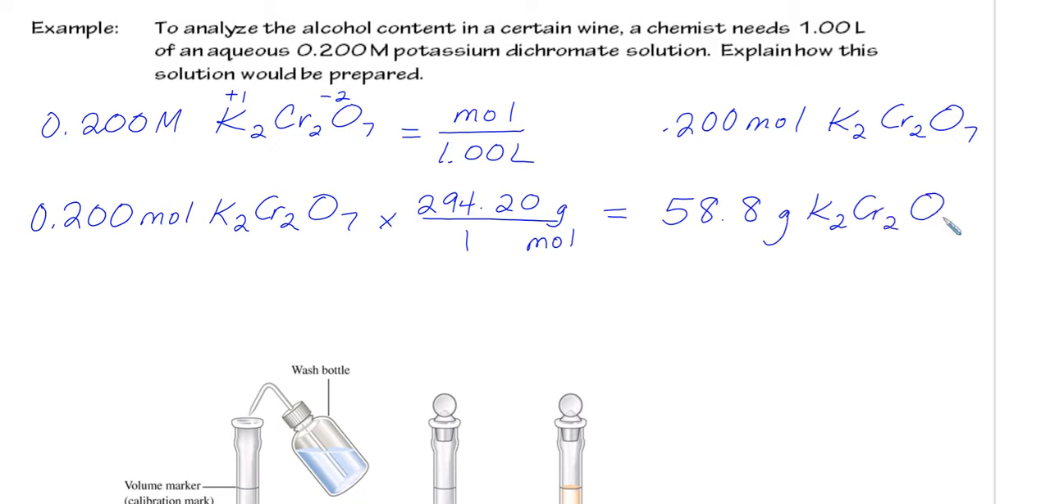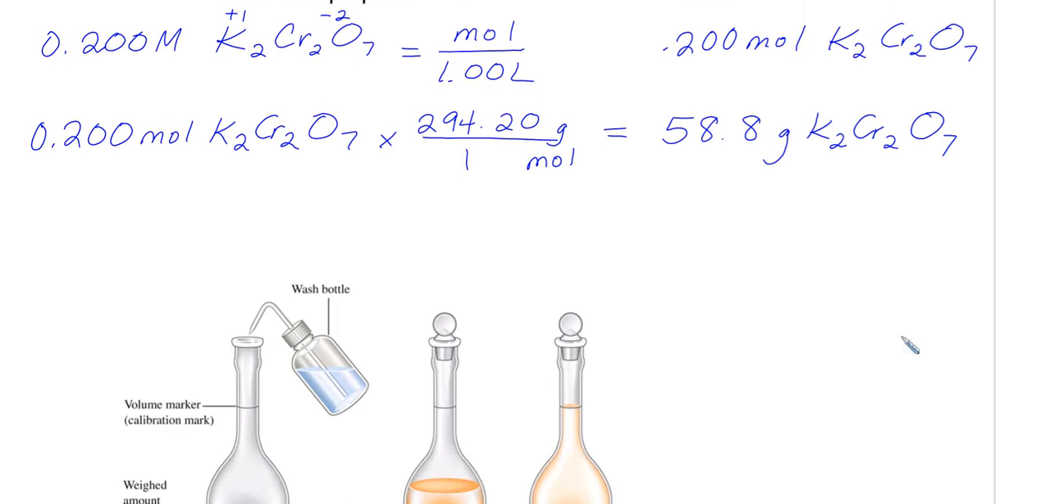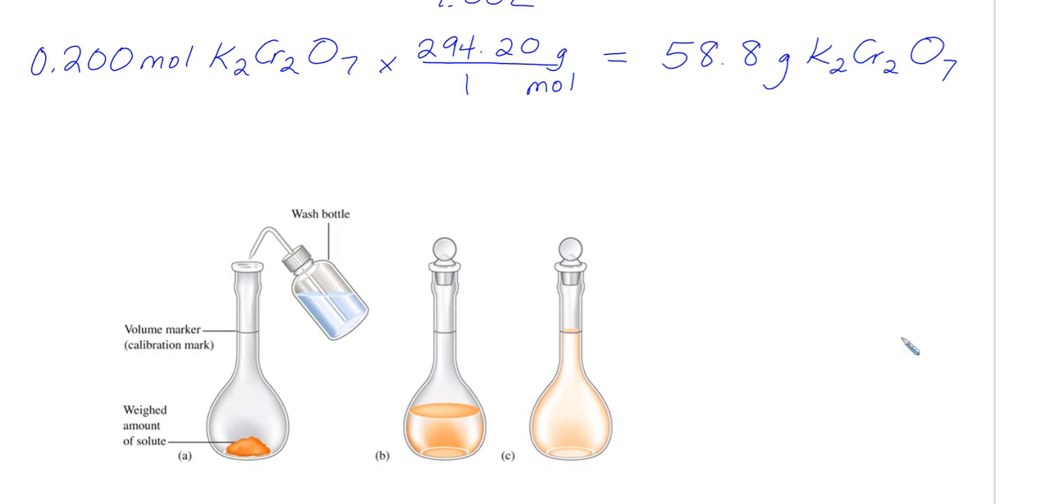Potassium dichromate. Excellent. Okay, so we did the hard part. We got the math down. We're going to go in the lab. We're going to measure out 58.8 grams. And then what? There's a little diagram down at the bottom here. This is kind of cute.